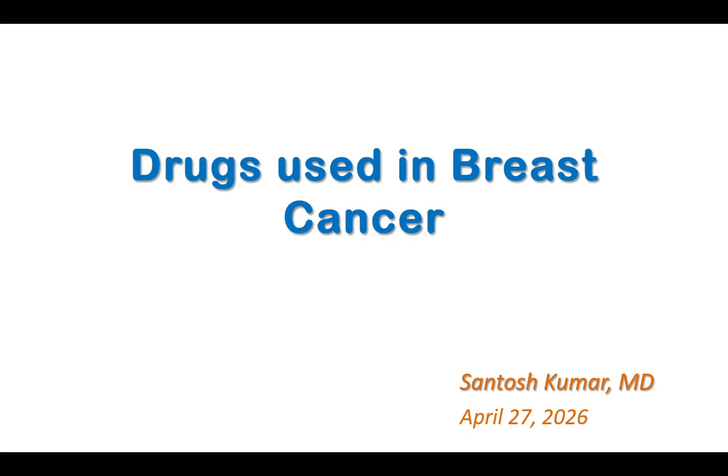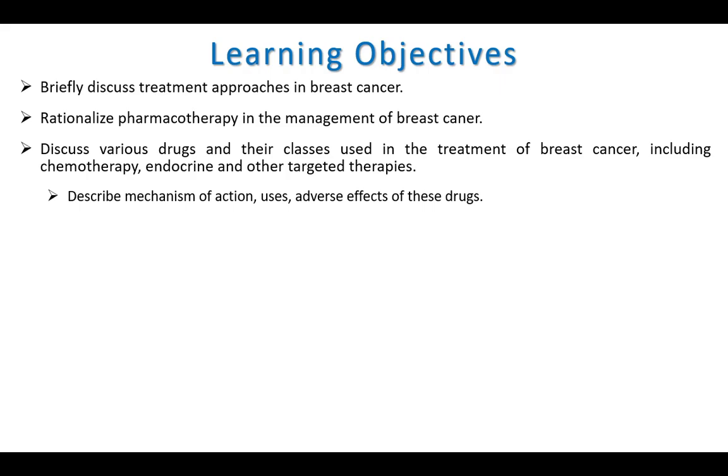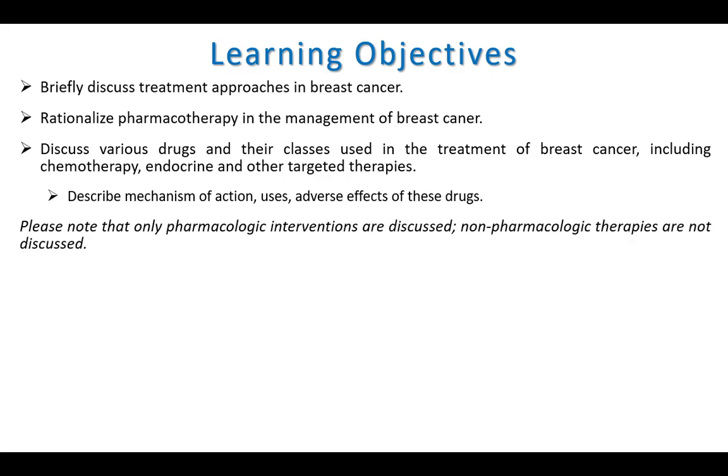So today we are going to talk about drugs used in breast cancer, and our objectives would be to briefly discuss the treatment approaches in breast cancer, and then we'll rationalize the pharmacotherapy in the management of breast cancer, and we'll talk about various drug classes and their use in breast cancer, including their use as part of chemotherapy or endocrine therapy or targeted therapy, and we'll talk about the mode of action and adverse effects and important aspects of those drugs. And the important thing is we'll be focusing only on pharmacologic therapy.